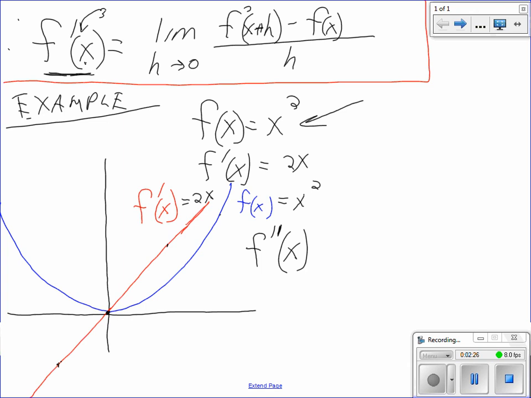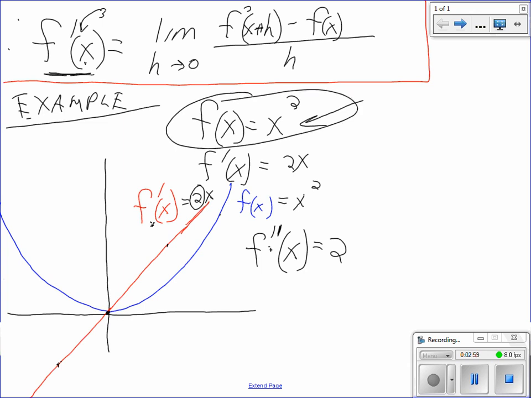Now, I'm not going to use the limiting process here. Just remember, this is the derivative of the red line here. The derivative gives the instantaneous slope of the line. Well, what is the instantaneous slope of a straight line? Since it's just a straight line, the slope is constant. The slope is just 2. So the second derivative of this function is 2.